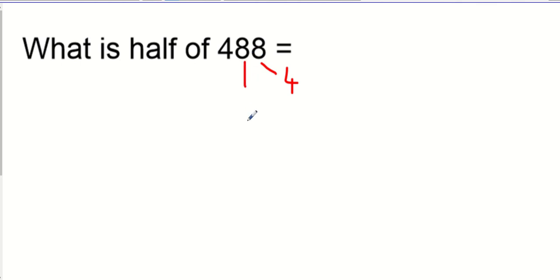So I'm going to half that. I'm going to divide that by 2. So half of 8 is 4. So half of 80 is 40. Okay, and then I've got 400. So half of 400 is 200. So all I need to do then is to add these together. So 244 is your answer.